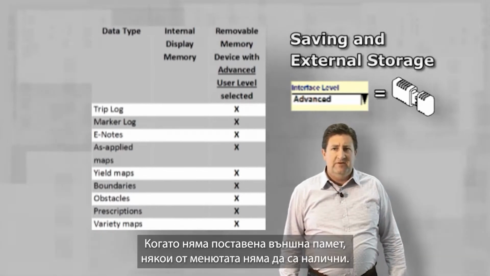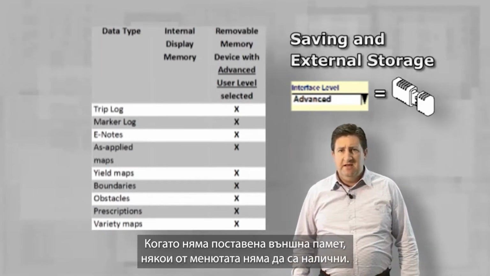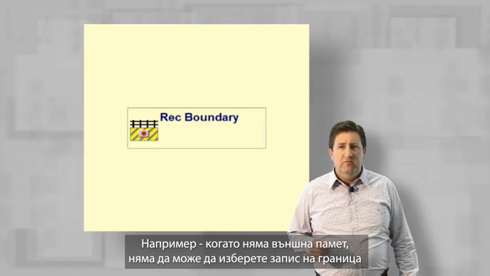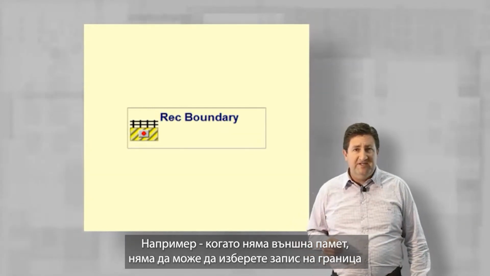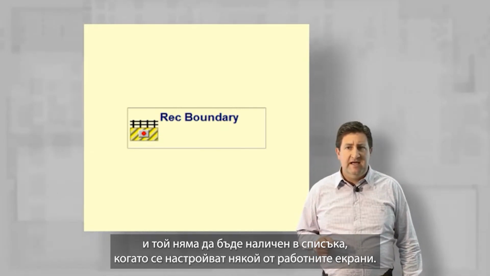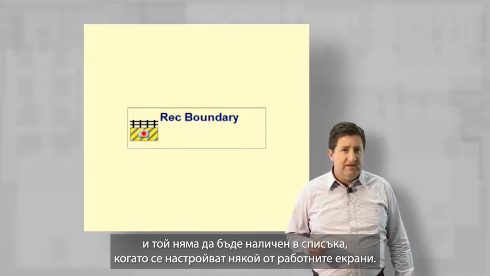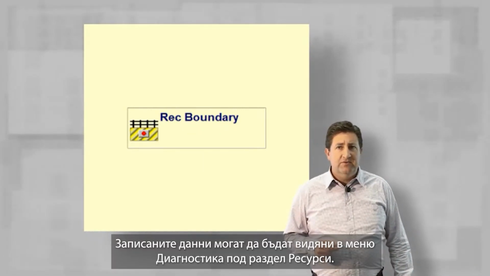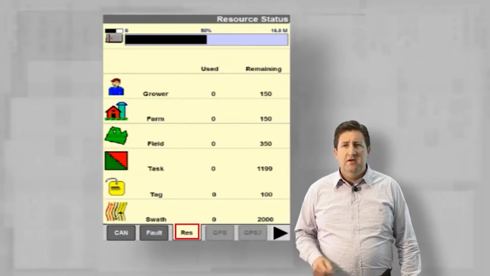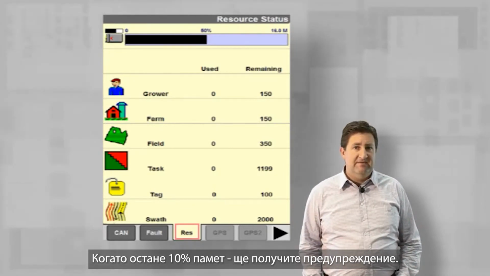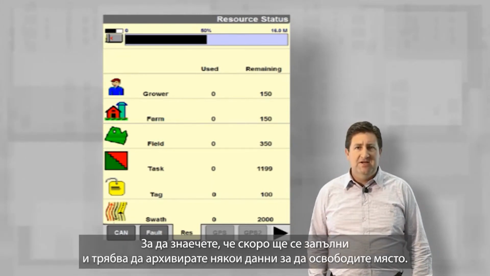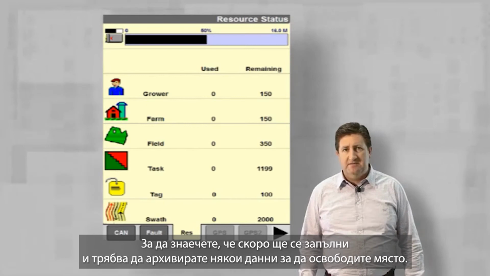When there is no external storage visible to the display, then the relevant menu items will also not be available. For example, we will not be able to select the boundary record function, and it will not appear in the list when we are setting up a screen layout, when no external storage is recognized. The storage status can be seen by selecting the Diagnosis menu and then the Resources tab. When there is only 10% storage capacity available, the display will give you a warning, so that you know it will be full soon and you can make a backup of the data to create more space.